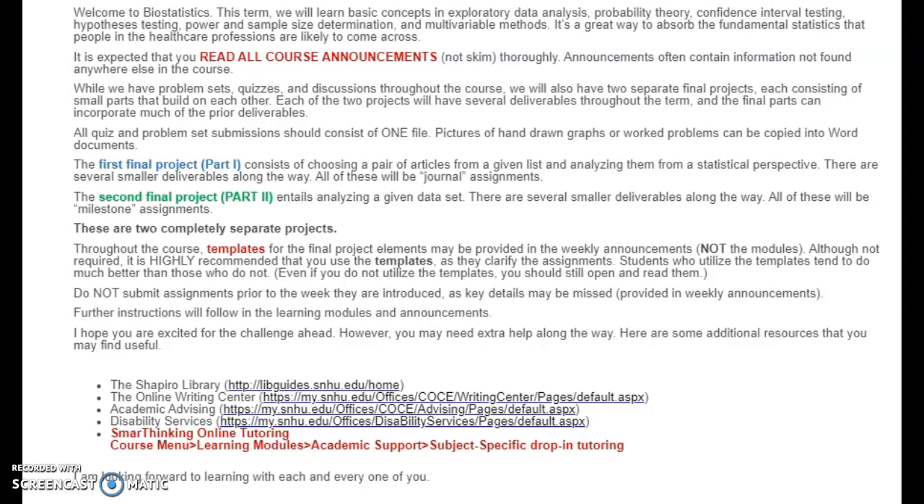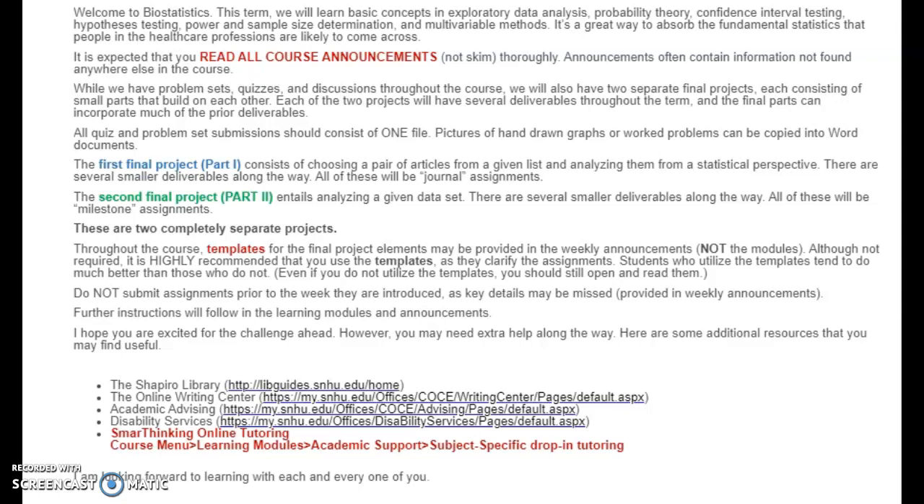The second final project are called your milestone assignments, and that's where you're given a data set and given a question to look into, and you're going to analyze that data using the statistical techniques available. Just like in the journal assignments, you're going to have several different deliverables of milestones along the way, culminating in one final milestone project. And if you do it right, you should just have to do a lot of copying and pasting to get the final assignment. Now, these are 2 completely separate projects. They are not related in any way.